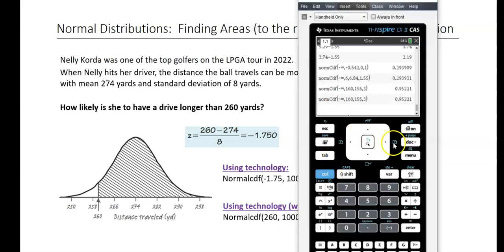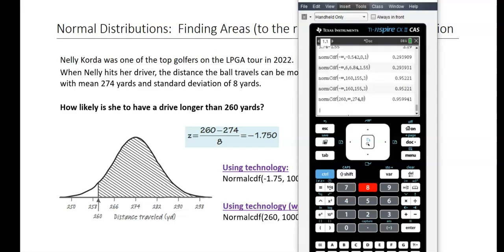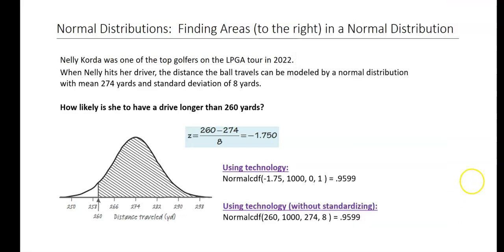So if I were doing this problem, I would say menu 652. Lower bound is 260. The shading starts to the left at 260, but the upper bound, I would call it infinity. I would not limit it to 1,000, although I don't think it's going to make a difference, honestly. I think it's a better idea just going to the right forever, put infinity. The mean was given in the problem, it was 274. Standard deviation was 8. And you get 0.959941. That looks about right. And so it didn't make a difference there. About 96% of Nellie's drives travel at least 260 yards. Pretty impressive, right? So that's actually 260, not 290. I don't know where the number came from. It should be 260.